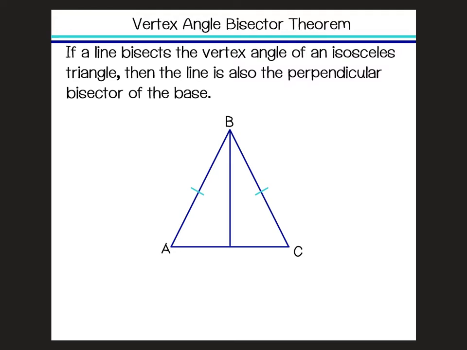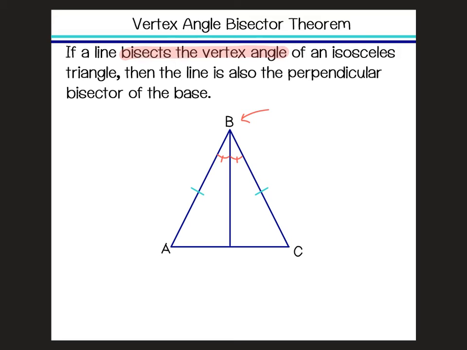Another theorem dealing with isosceles triangles is the vertex angle bisector theorem. This theorem states if a line bisects the vertex angle of an isosceles triangle, then the line is also the perpendicular bisector of the base. If I want to mark my figure, the first thing I notice is it says a line bisects the vertex angle. Remember, the vertex angle is this angle up top. If it's being bisected, that means it's cut into two equal parts, and so here are those two congruent pieces.